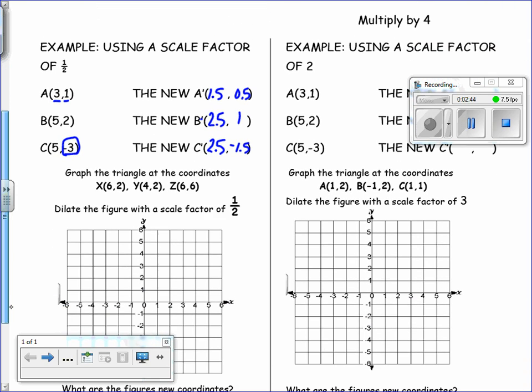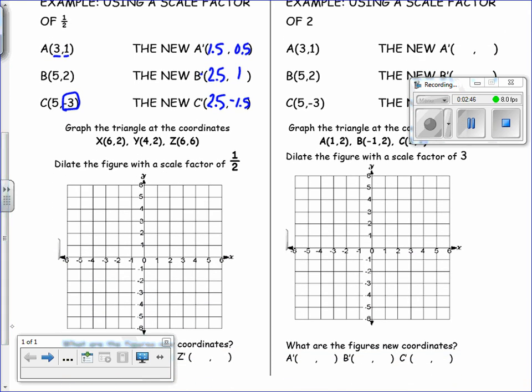So let's go ahead and see how this actually works. It says graph the triangle at the coordinates. So we have over 6 up 2, there's my first point. Over 4 up 2, there's my second point. Oop, that didn't want to work out so nicely. There we go. And over 6 up 6. So here is my third point. So here's my really cool triangle. My board's acting a little bit funny, please forgive that.